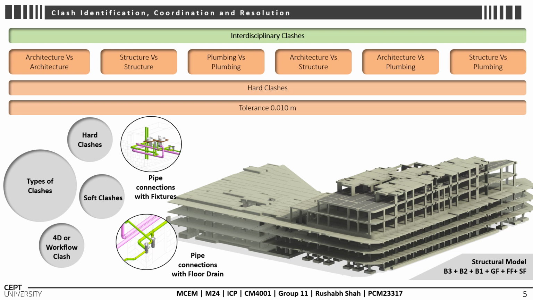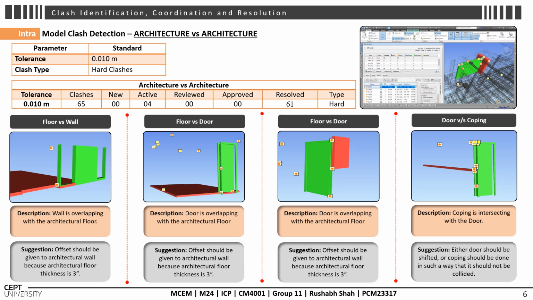These are the different pipes given with different colors. So coming to intra-model clash detection, we have shown clashes between architecture versus architecture with a tolerance set at 0.010 meter, as mentioned earlier. We identified 65 clashes. After reviewing them, we categorize them into major and minor clashes. Minor clashes can often be resolved on-site due to modeling errors. Here we describe the clashes and provide suggestions for the resolution.